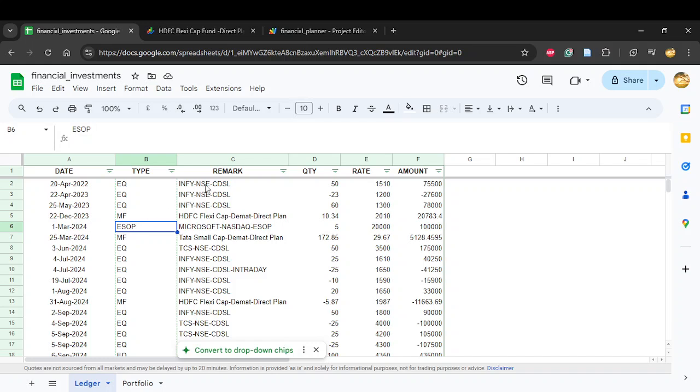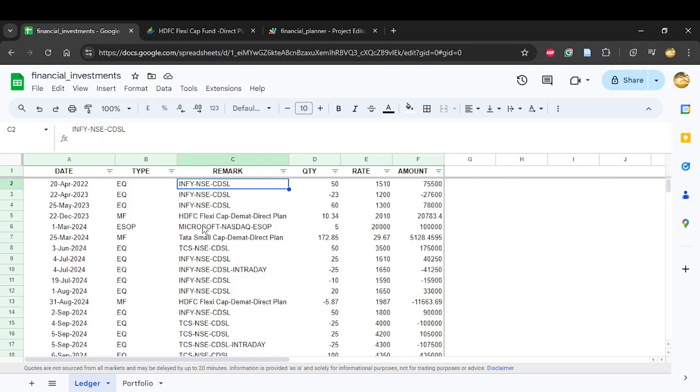Then in the remarks column, I'm mentioning the ticker name for the stock that I'm investing in. If it's a mutual fund, then I'm mentioning the mutual fund name along with some additional information like the exchange in which it was bought and the demat repository where it is stored. Similarly, if it's a mutual fund investment, whether it is a demat instrument or it's a statement of account SOA, if it's a direct plan or not. So all this different information I'm storing.